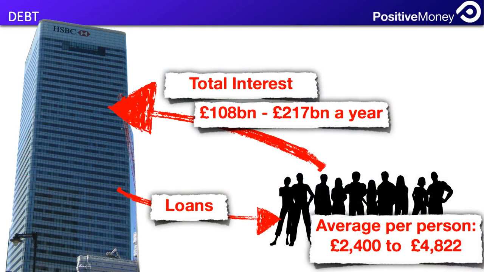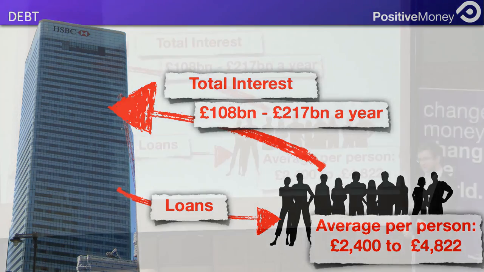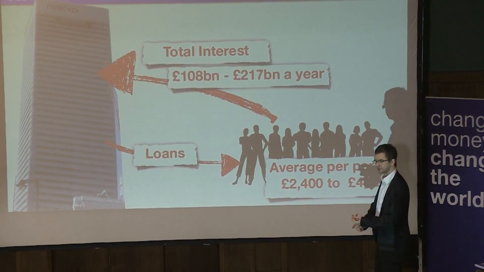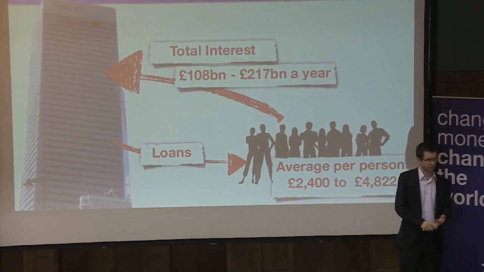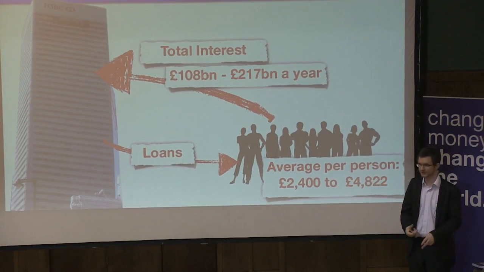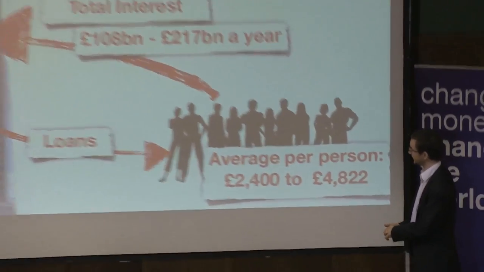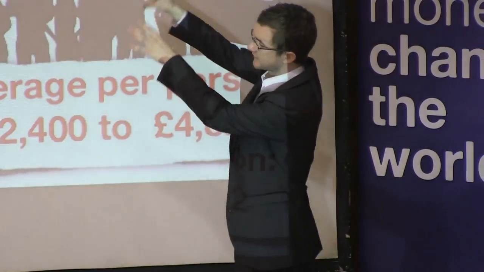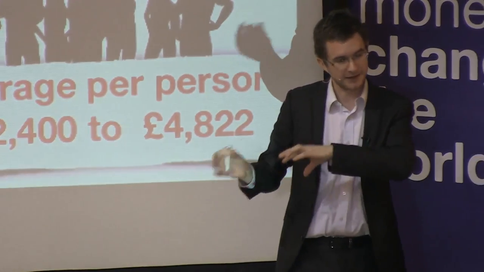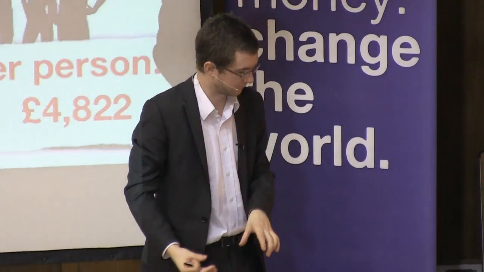And as you've seen this morning, the total interest that has to be paid on that debt is a transfer from society to the banking sector of between 108 billion to 217 billion every single year. Now, of course, some of this comes back to people through the interest on savings accounts and through the bonuses and the commissions and the taxes that banks pay. But it's still a huge amount of this is creamed off in the middle. And it's a massive transfer of wealth, and it exacerbates inequality.